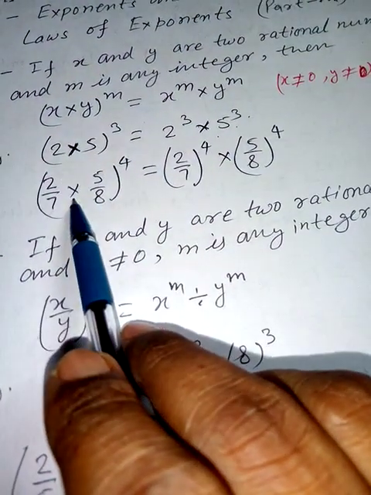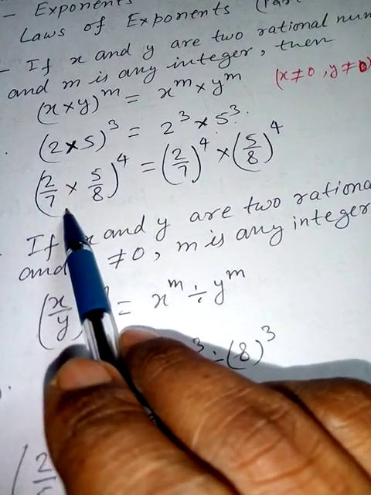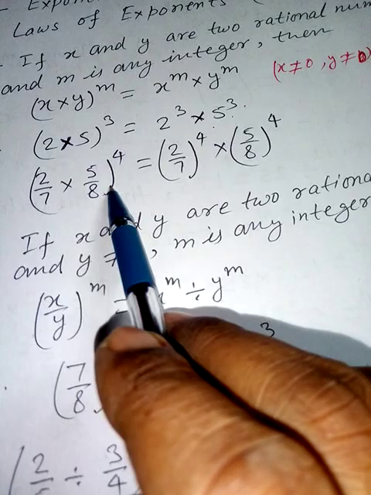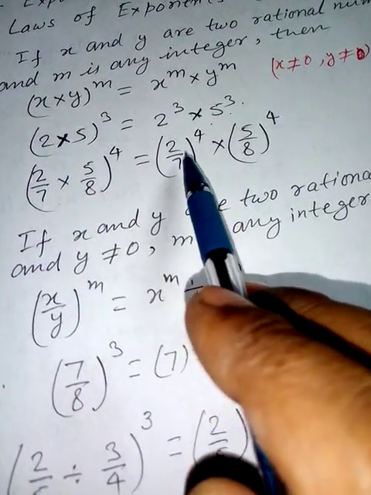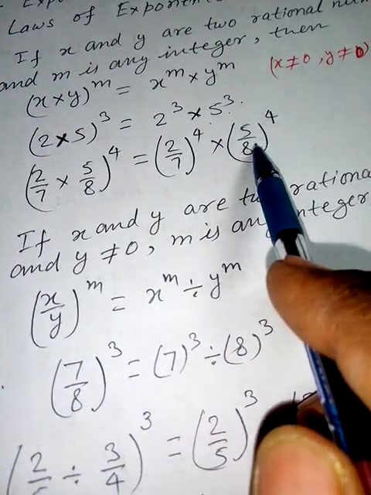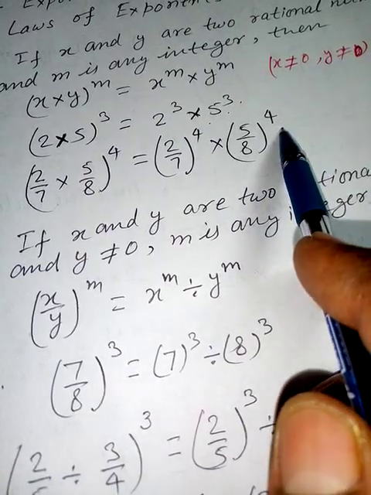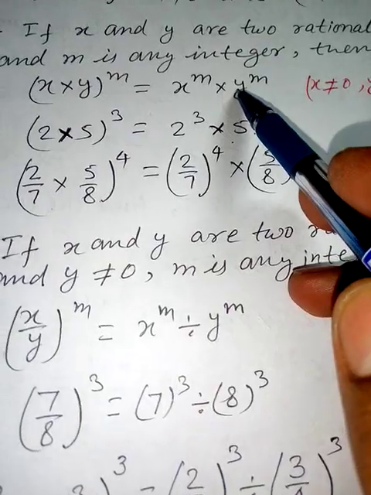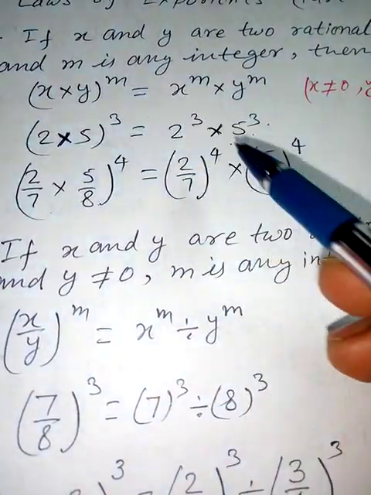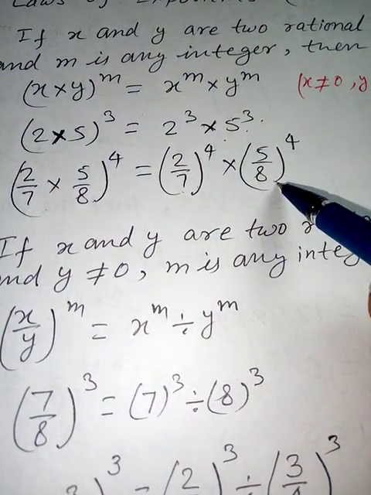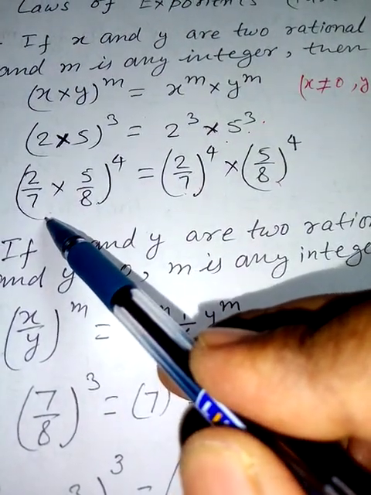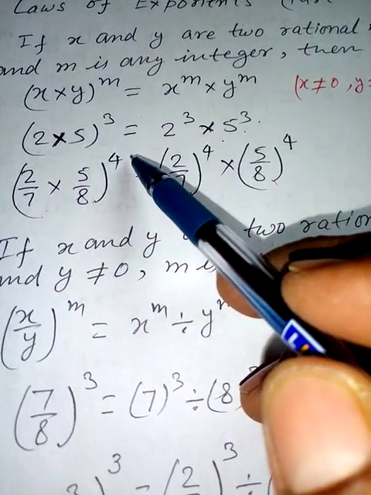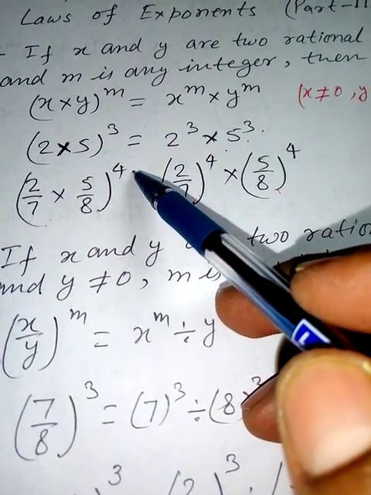Here I am taking another example, 2 by 7 into 5 by 8, the rational numbers. You can separate it as (2 by 7) whole to the power 4 into (5 by 8) whole to the power 4. You can use this law from right to left also. If this type of thing is given, then you can comprise these two rational numbers in one bracket and write the power single.